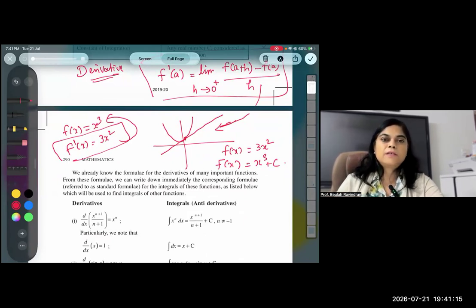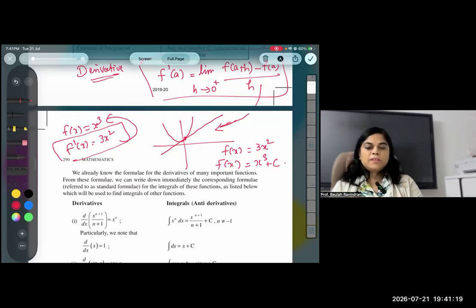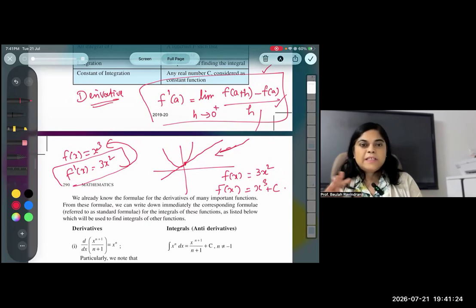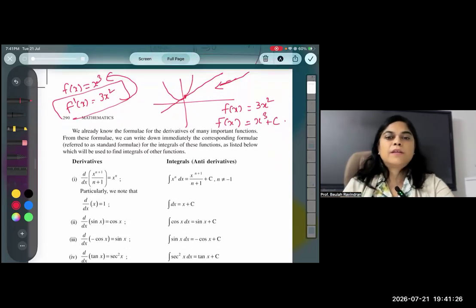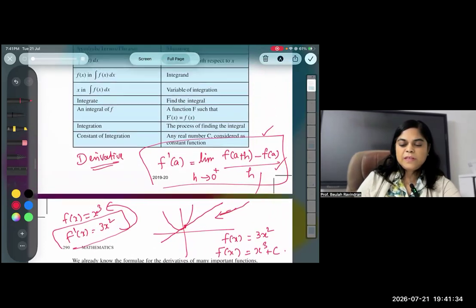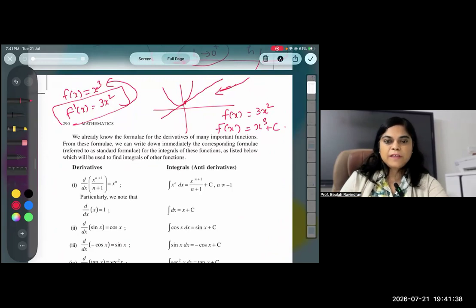That error is nothing but what is this? The slope determines that error. Plus C is the correction. If h tends to 0 plus and 0 minus, there must be a small error, so that should be corrected by this correction factor.